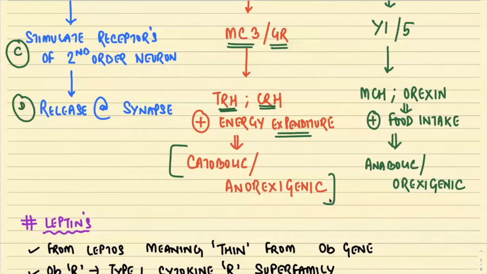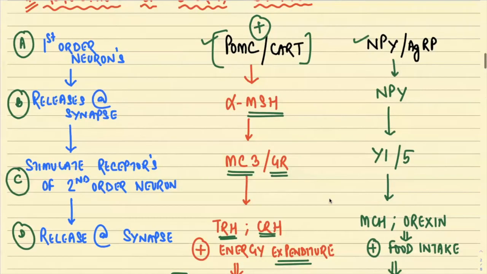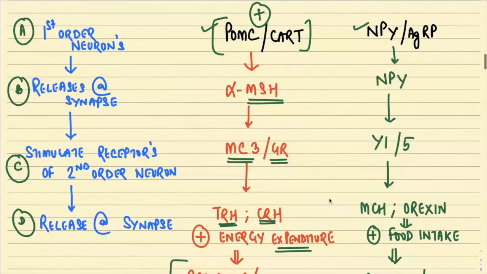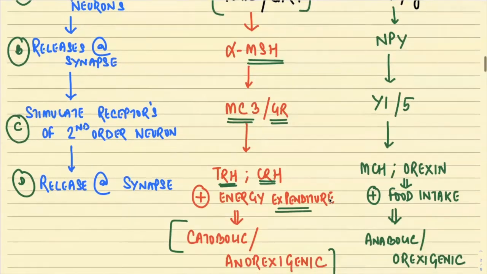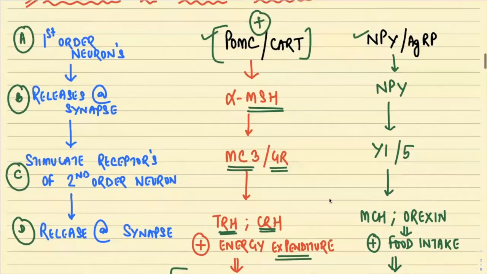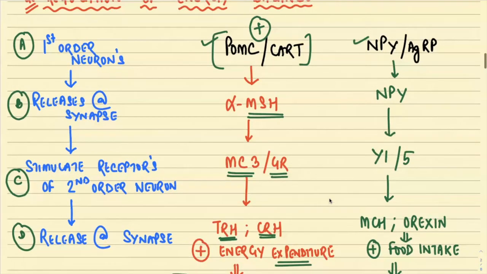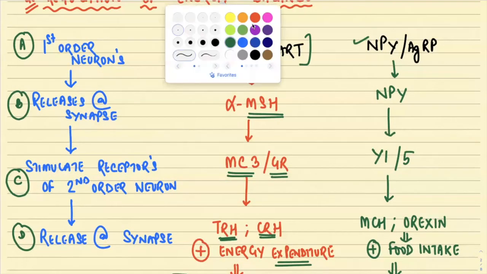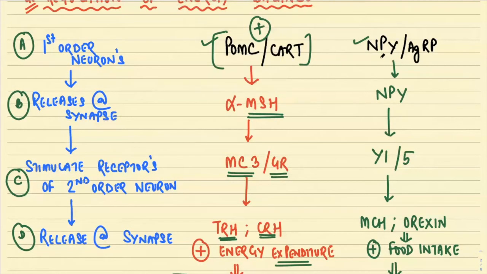Is this very clear? This particular pathway, the POMC CART pathway, releasing the alpha melanocyte stimulating hormone, stimulating the second order neuron, that is melanocortin 3 or 4R receptor, releasing the thyrotropin releasing hormone or the corticotropin releasing hormone, which is going to stimulate the energy expenditure. So this pathway, we can call it a catabolic or anorexigenic pathway. Is this crystal clear? Is this part clear? The POMC CART group of neuron pathway? Yes, sir. Okay, now we come to the second group.